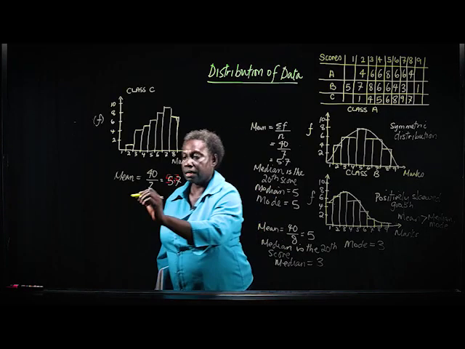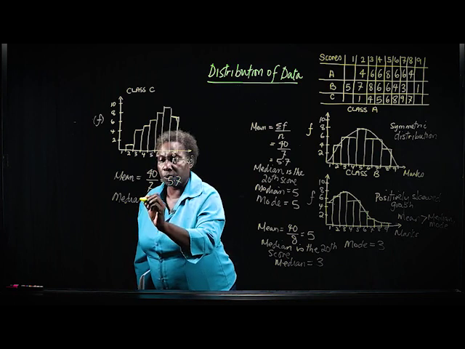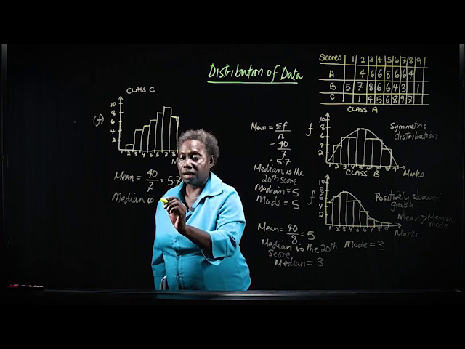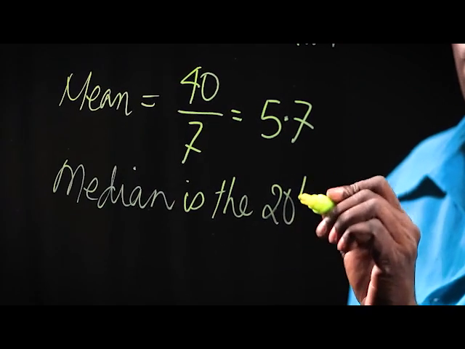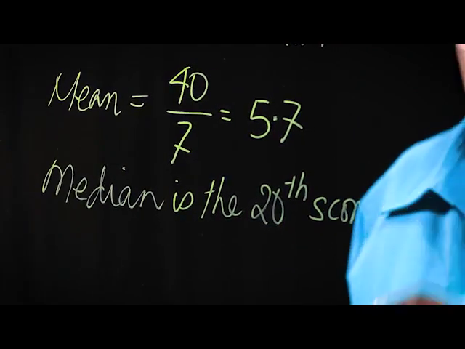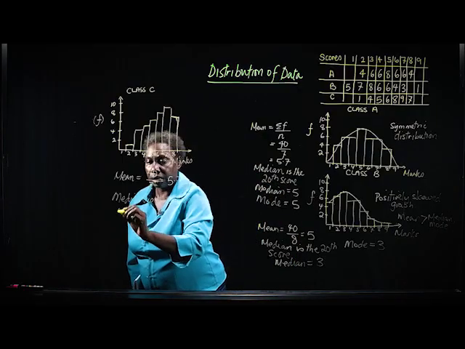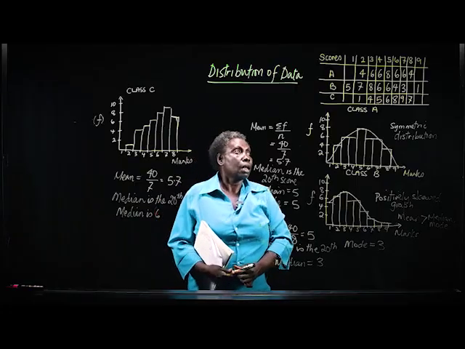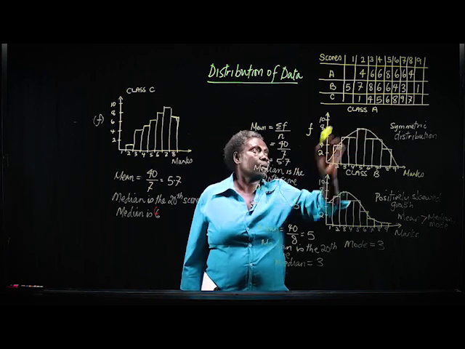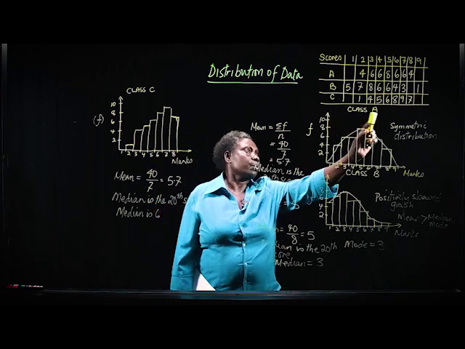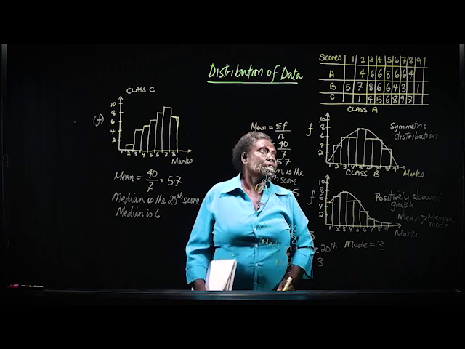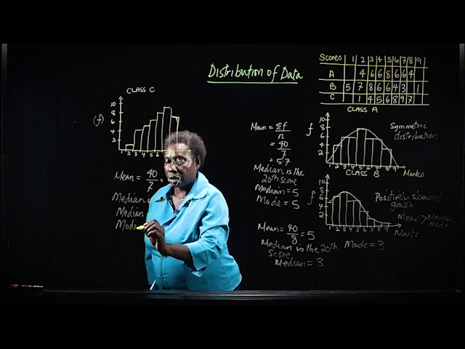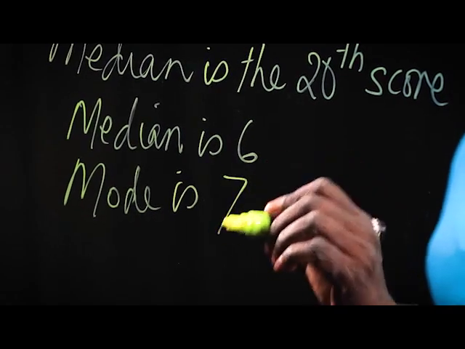Let's work out what the median is. Because we have the same number of students, which is 40, the median will still be the 20th score. Therefore, the median is equal to 6. Now, let's find out what the mode is. The mode is the score which occurs most frequently, with the highest frequency. In this case, our mode is 7 because 7 has the highest frequency of 9. So the mode in this distribution is 7.